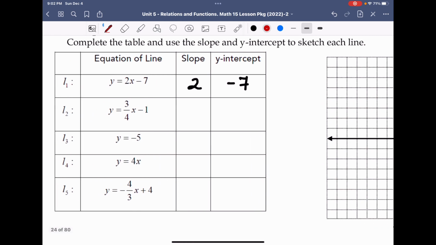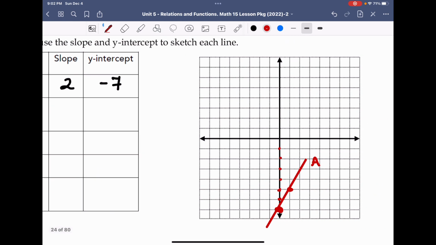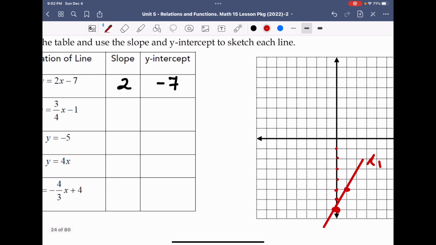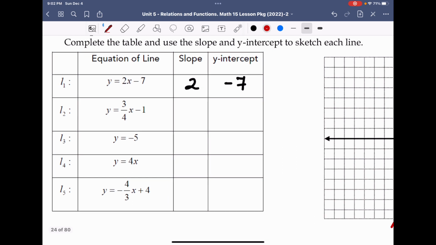Okay, let's go on to line, and actually, you know what I'm going to do is I'm going to go back here and we're going to label it as line 1, just to be really specific to our chart on the left here. We go to line 2, which we will do in blue. We have a slope, which is our coefficient of x of 3/4. We have a y-intercept of -1.